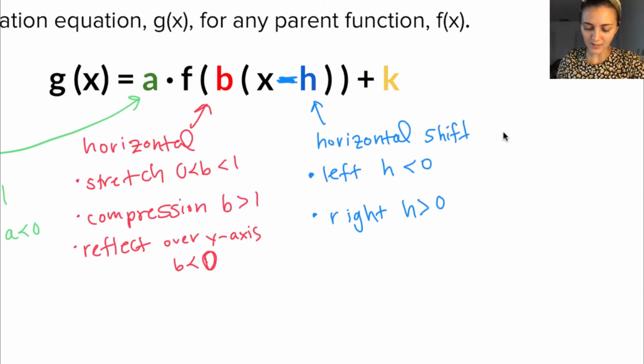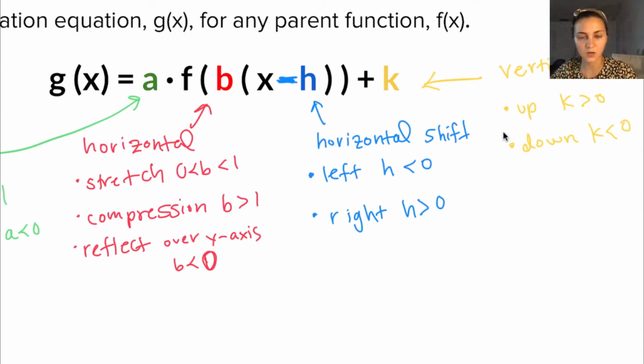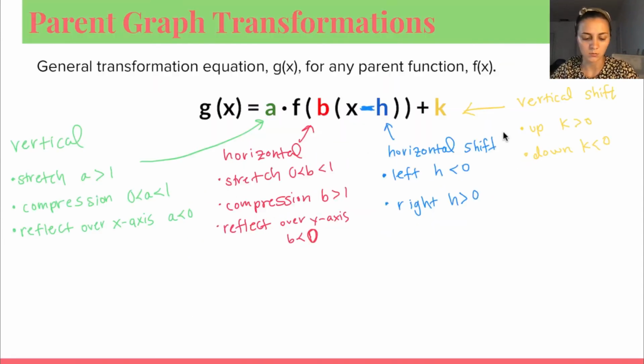Okay, and then finally we have our vertical shift. And this will go up when K is greater than 0 and down when K is less than 0. That makes sense. So that's just a little review of the different parts of an equation that will cause changes to a graph.